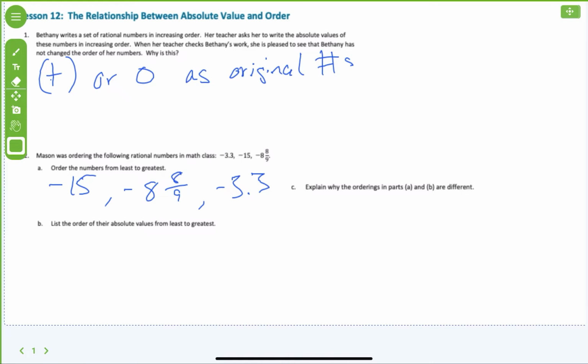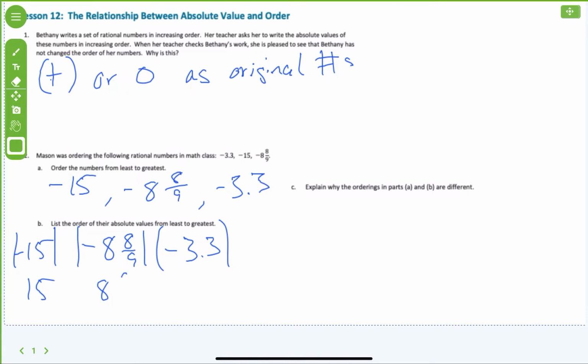Now, B says list the order of their absolute values from least to greatest. So if we did the absolute value of all of these numbers, oh, it's not negative 18. They become 15, 8 and 8/9, and 3.3. So if we were to order those from least to greatest, we would say 3.3, 8 and 8/9, and then 15. And that would be our answer.